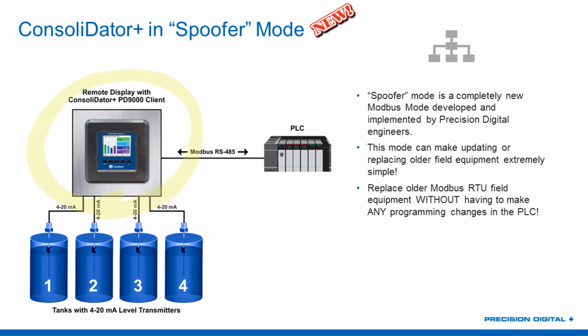And so basically we are spoofing the PLC into thinking that it's requesting information from these old level sensors, even though it's really getting the information from us. Where this comes into play is if you're looking to replace older field equipment and you don't want to have to make any changes to the PLC or to whatever it is. So that is essentially what spoofer mode does.